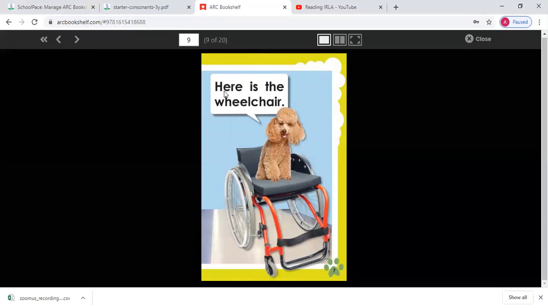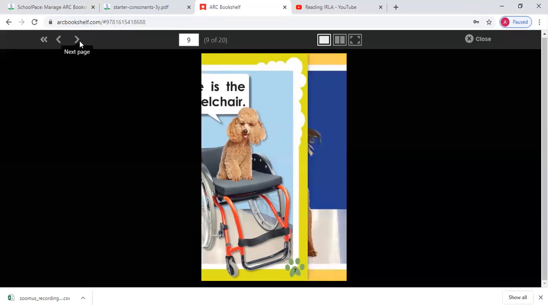All right, say this with me as I read. Here is the wheelchair. Wheelchair starts with the letter. What letter is this here? W. Great. And W says w. Here is the wheelchair. Say that sentence with me. Here is the wheelchair. Great job.